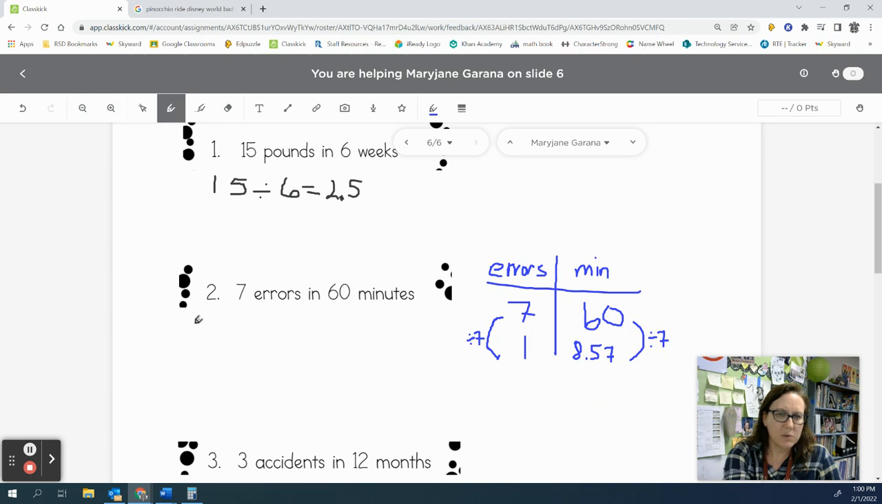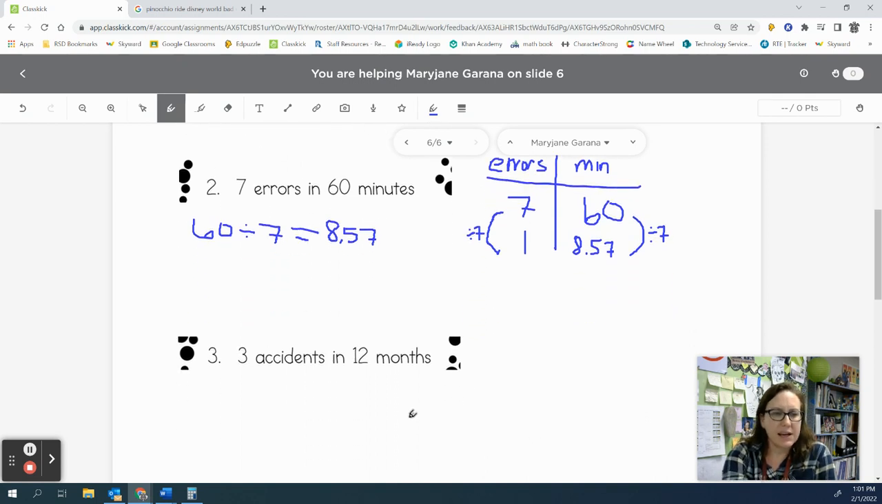So what we typed in was 60 divided by 7. And that equaled 8.57. So every 8.57 minutes, an error is made.